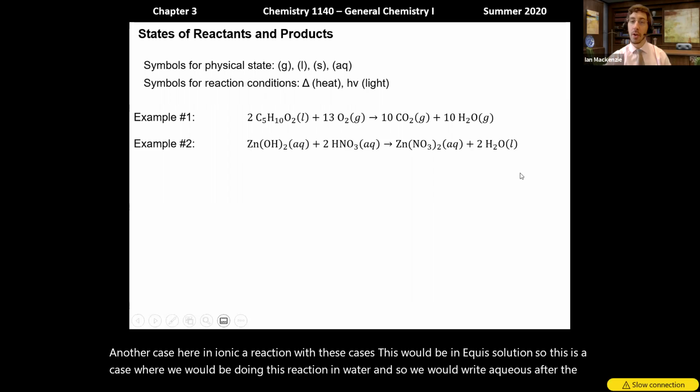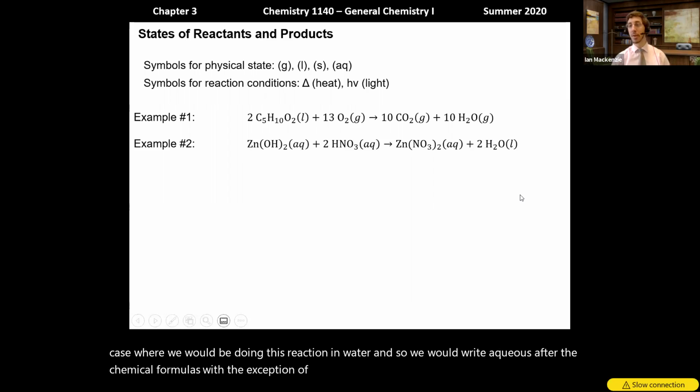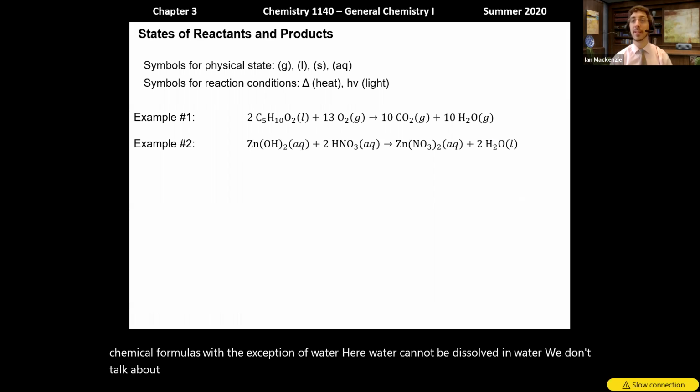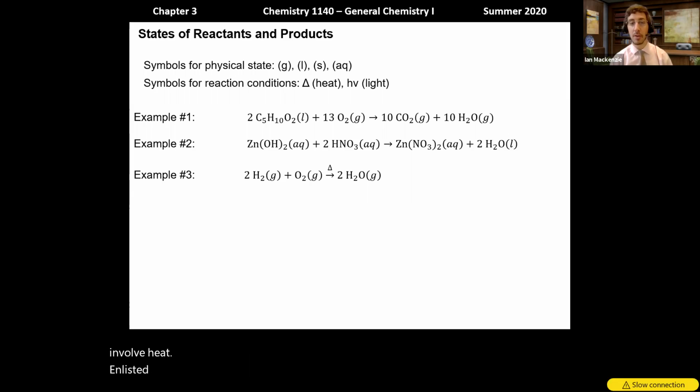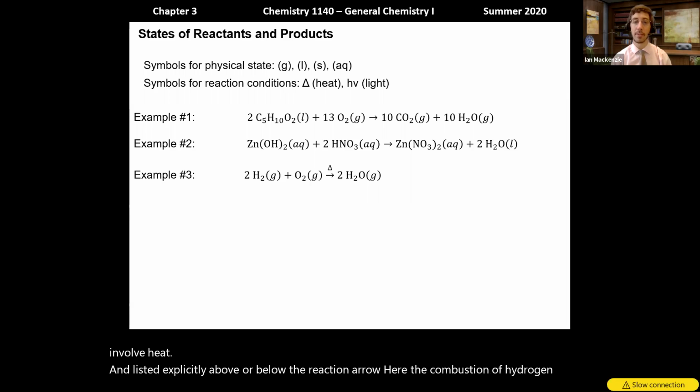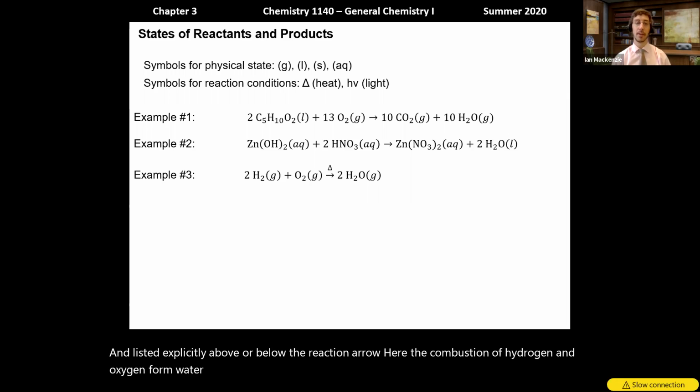With the exception of water here, water cannot be dissolved in water. We don't talk about it in that way, and so it's simply a liquid in this case. Case where we would involve heat and list it explicitly above or below the reaction arrow. Here, the combustion of hydrogen and oxygen to form water gas. This is certainly a reaction that involves heat, and so we write the delta symbol above the arrow.